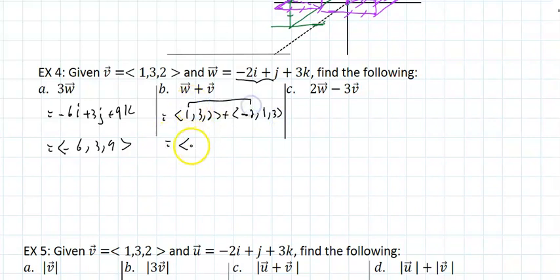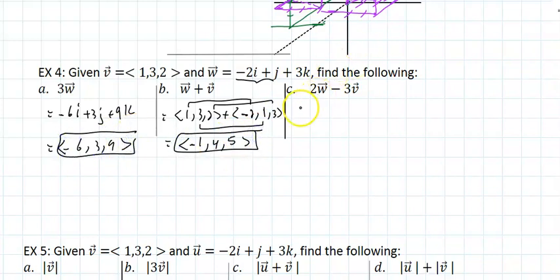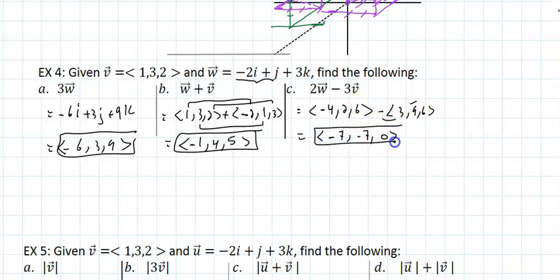1 minus 2. Just like we did with 2 dimensions, you add the I to the I, the J to the J, and the K to the K. And here 2W would actually be negative 4, 2, 6, minus 3 times V, which is 3, 9, and 6. 4 minus 3 is negative 7. 2 minus 9 is negative 7. Oh wow. And 6 minus 6 is 0. And there it is.